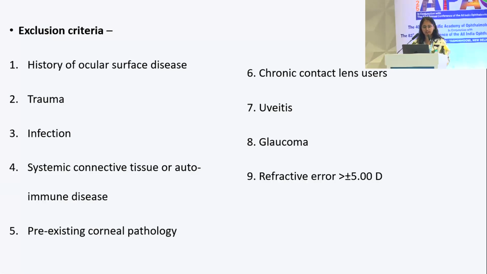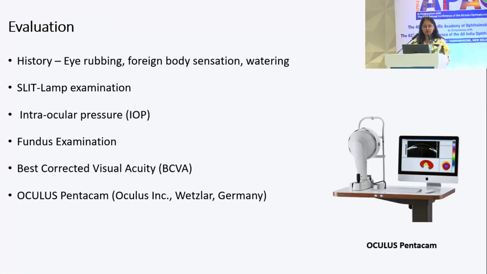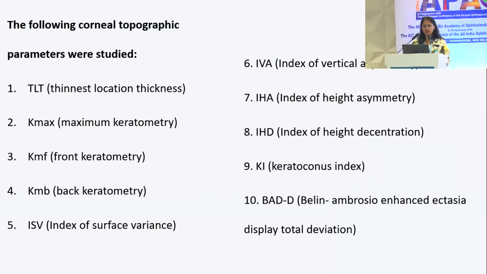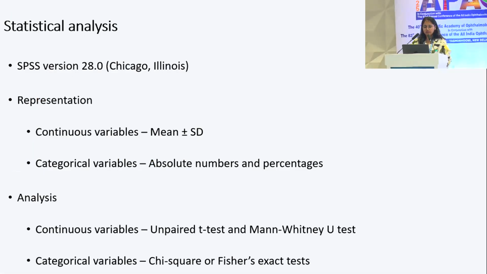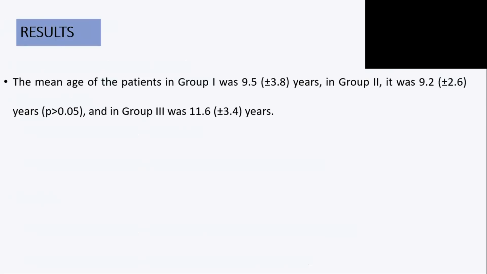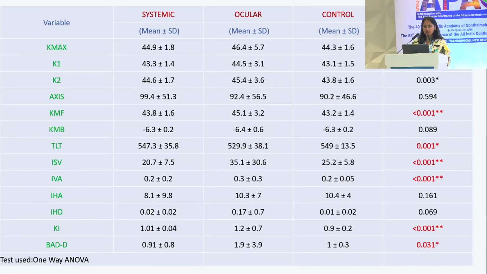And these were the exclusion criteria. Complete eye evaluation was done from history till Oculus Pentacam. The following corneal topographic parameters were studied, and the comparison of corneal topography parameters was analyzed between the 3 groups. The percentage of patients with abnormal corneal topography value was noted in each group, and the sensitivity and specificity of parameters were analyzed using the ROC curve. This was the statistical analysis used, and age group was comparable. These 3 groups were compared using one-way ANOVA.